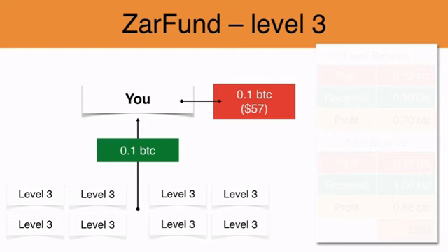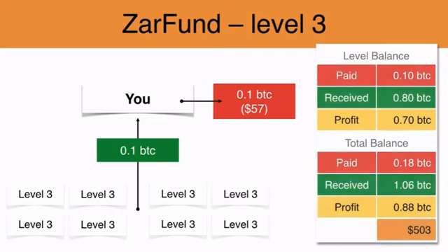So once you get to each level, the people in that level fill up. Here on your level 3 it is showing 8 people will be sending you 0.1 BTC in reflection to you buying into level 3. As we look to the right, we'll show that you paid 0.1 BTC to your sponsor. You received 0.8 BTC for a profit of 0.7 BTC once your level 3 is completed.